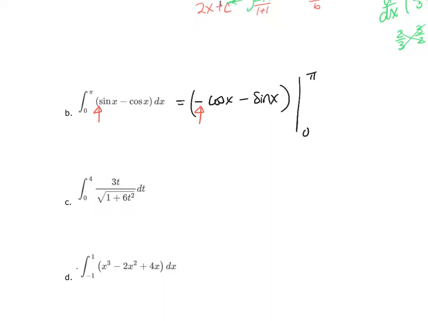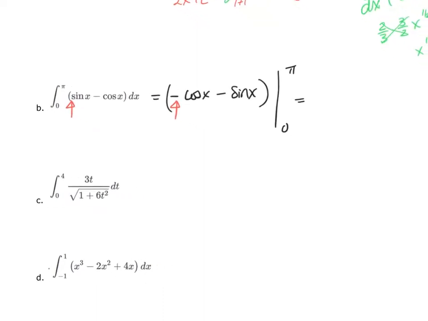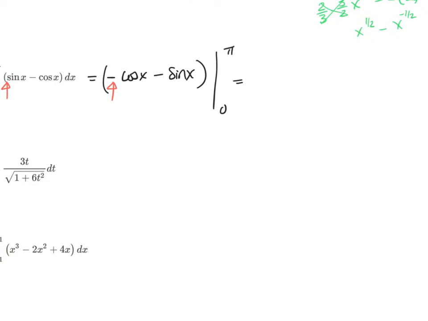Anyone willing to unmute? Do you do the f of the upper range minus f of the lower range, or vice versa? Yep, and so I'm going to do the evaluation of negative cosine minus sine of pi. So I'm going to have negative cosine of pi and then minus the sine of pi. And this portion represents the f of your upper bound, which is b, because when we integrate from a to b, we found the antiderivative f, and we're evaluating on the upper limit.